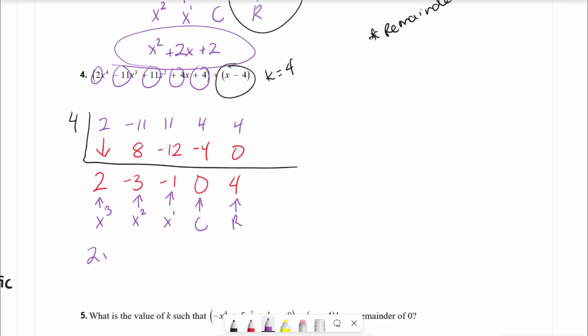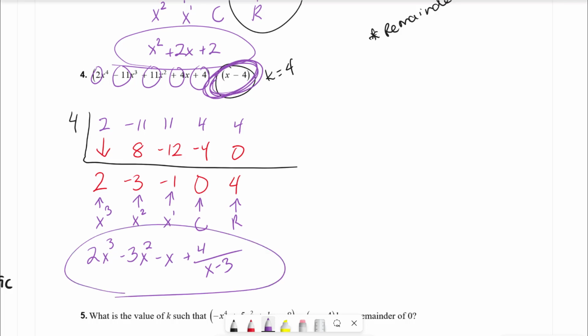Write out your result: 2x to the third minus 3x squared minus 1x to the first power. For the constant, we don't need to write it. We can just skip it. We can leave that gap there. That's okay. But the remainder, plus 4, we want to write it over our original divisor, x minus 3.